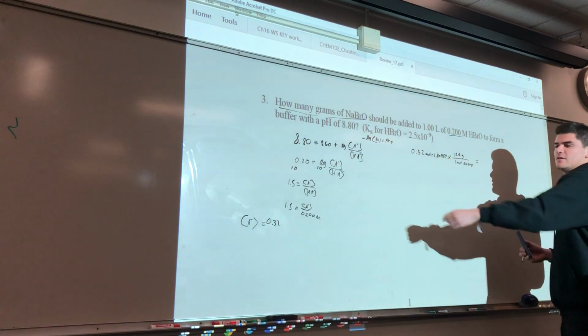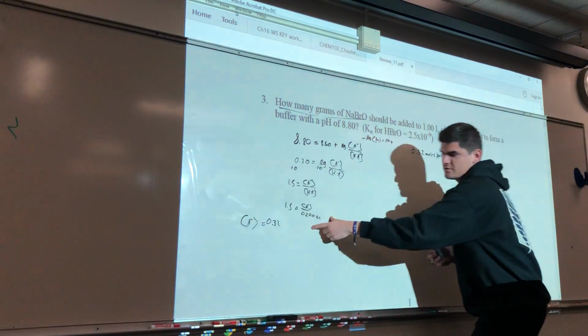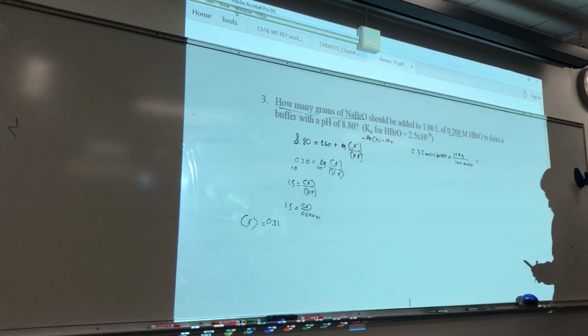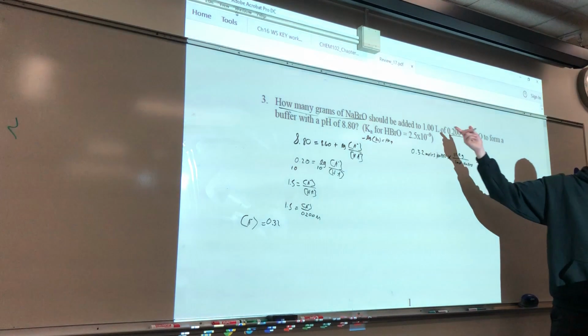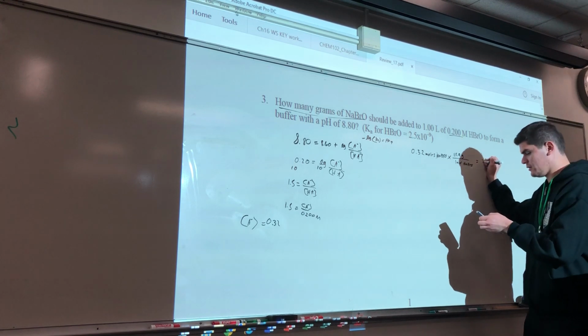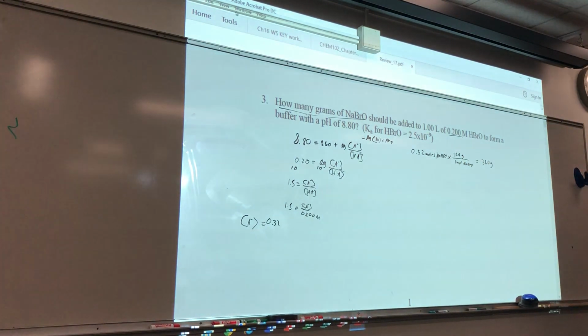That's the base. We found A minus: we had the concentration of the acid and used it to get the concentration of the base. So 0.32 is in moles, not molarity? Well, it's over a liter, so it's the same. So that gives us 38.0 grams.